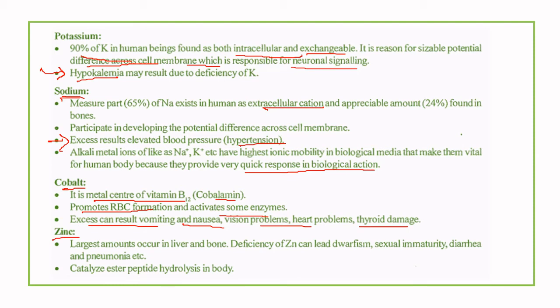Then comes zinc. Deficiency of zinc can lead to dwarfism, sexual immaturity, diarrhea, and pneumonia. The largest amount occurs in the liver and bone. It catalyzes peptide hydrolysis, that is carboxypeptidase, which we are going to discuss in the next video. Carboxypeptidase is a metalloenzyme and the metal is zinc.